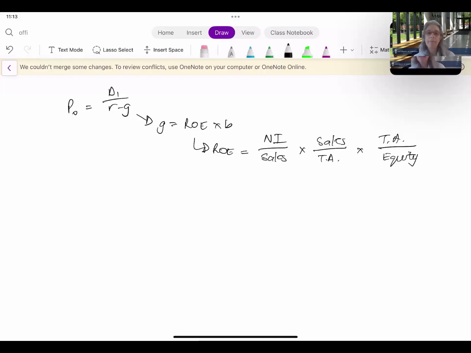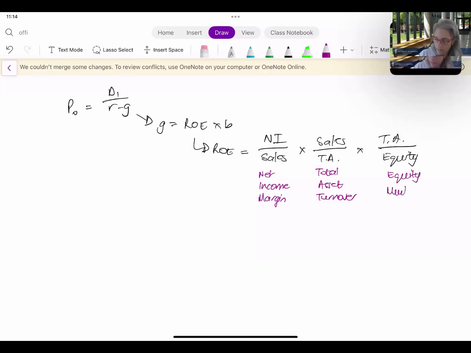Okay. And then these ratios themselves have names. The first ratio is the net income margin. The second ratio, total asset turnover. And then the third ratio is equity multiplier.